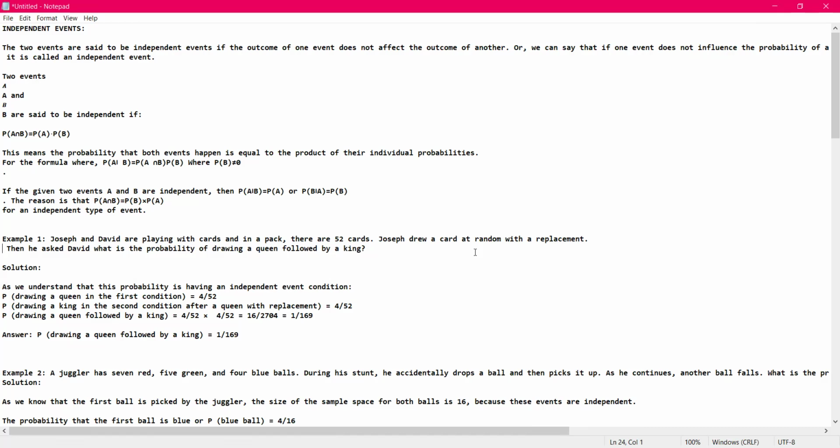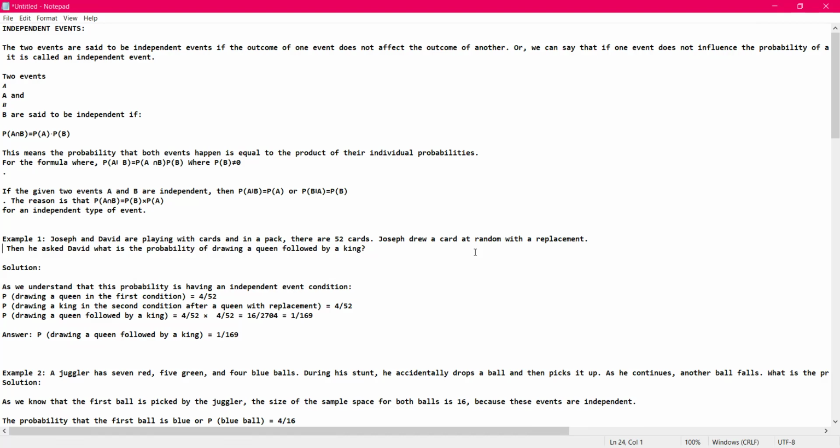It means both are independent of each other. How can we say that? Here they have given the independent condition. What is the first event? Suppose we take drawing a queen in the first condition. So what is the probability of drawing a queen? How many queens are there? Totally four queens are there out of 52. That is 4 by 52.